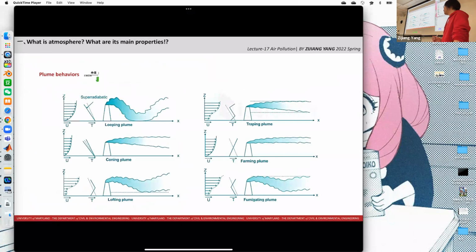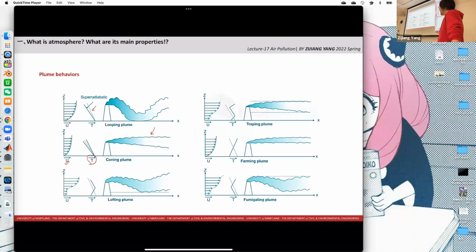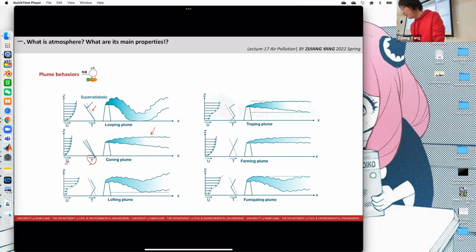And so here shows the behavior of the plume. Basically, this is temperature, and this is wind speed. In general, when we are talking about the plume, that's the smoke from a stack, we may have some images like this. In this case, this dashed line refers to the temperature profile that it should be. But in reality, because of the time or some other factors, the real temperature may be different from the temperature profile. And the solid line refers to the real temperature profile.